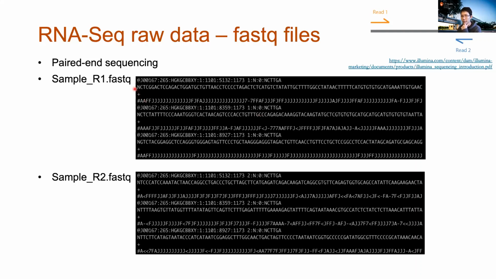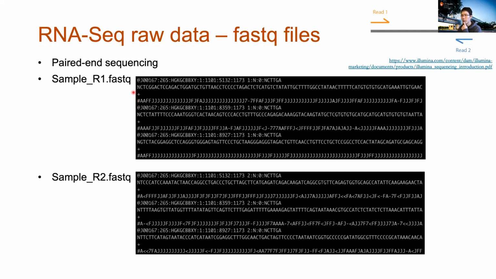If you have paired-end sequencing, the raw data you will have is the FASTQ file, and it typically comes with R1 and R2. So it's a pair of FASTQ files for each of your samples. R1 means read one, from the left-hand side, and R2 is from the right-hand side. I'll show you how to visualize and read the FASTQ in Linux in a bit.